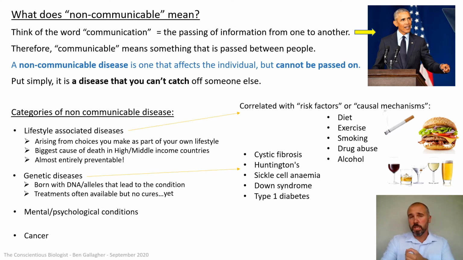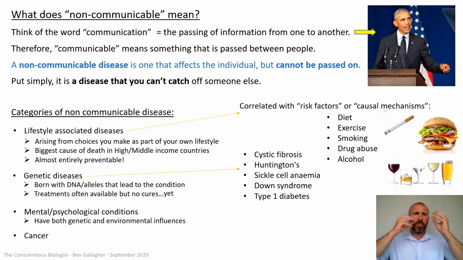Moving on to mental and psychological conditions as well. So many of these and so much variation on these. Mental and psychological conditions have both genetic and environmental influences. You can be born with types of neurotransmitter in your brain that make you more likely to have various conditions, or just problems with your brain cells and the way your brain is put together.